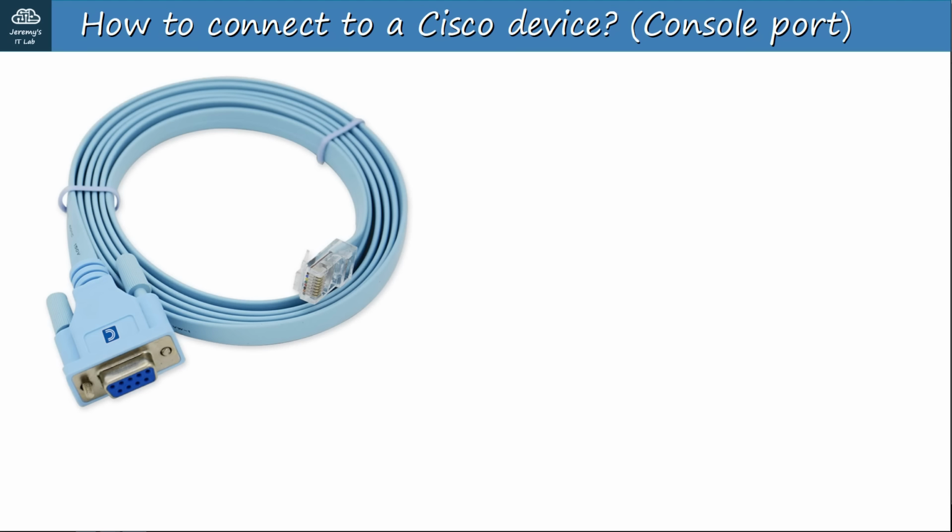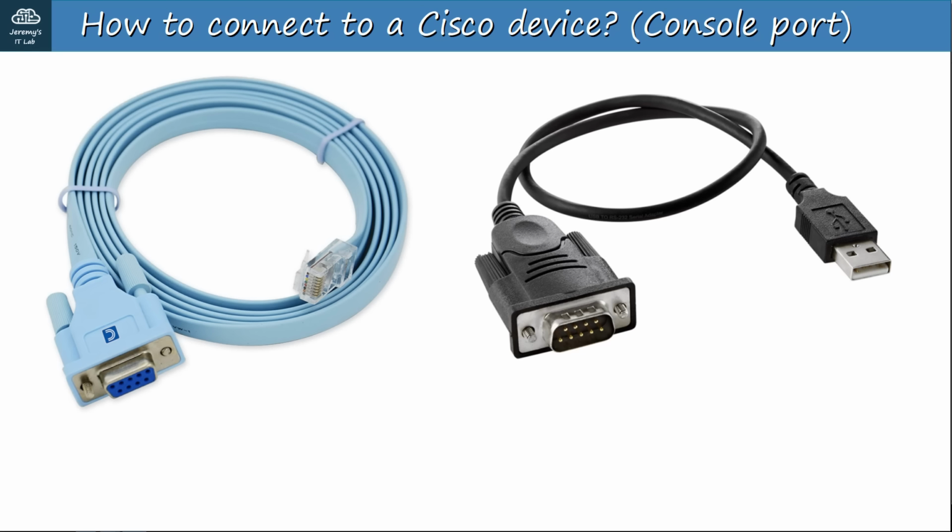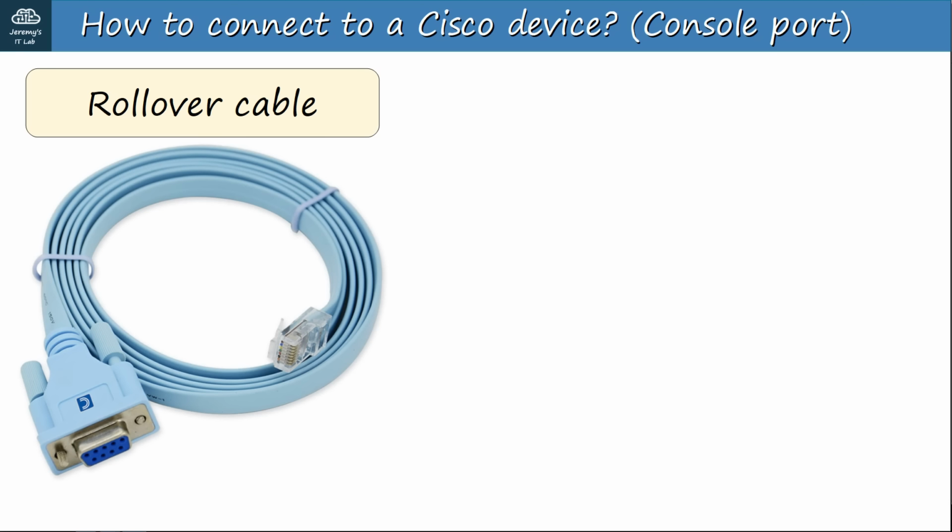Notice one end has an RJ45 connector, just like the Ethernet UTP cables we looked at. The other end is a DB9 connector. However, most laptops these days no longer have a serial port to plug the cable into, so you'll probably need an adapter, like this, to connect to a USB port on your laptop. The actual name of the cable on the left is rollover cable.